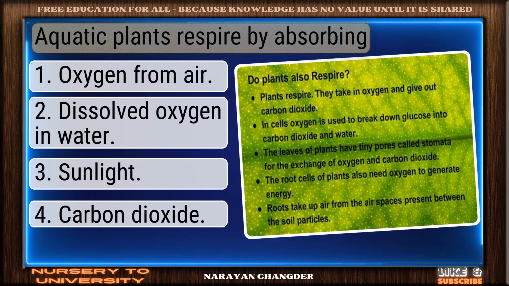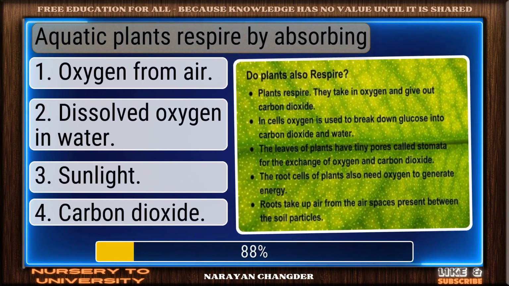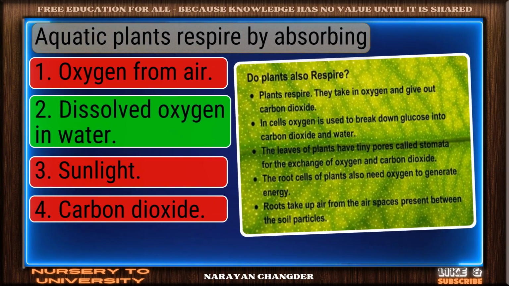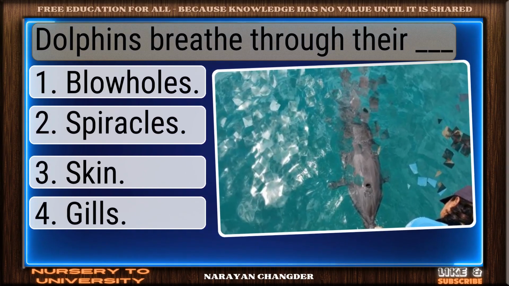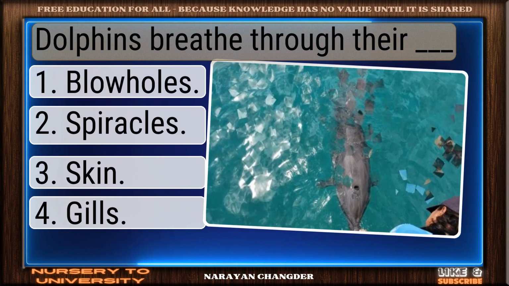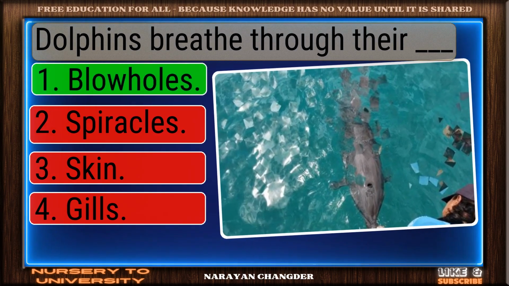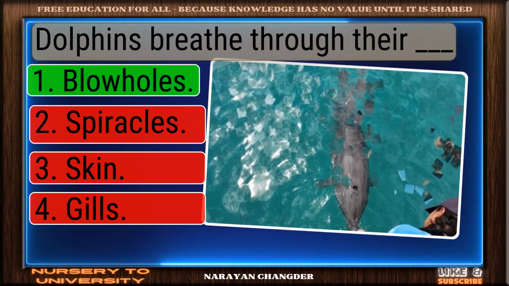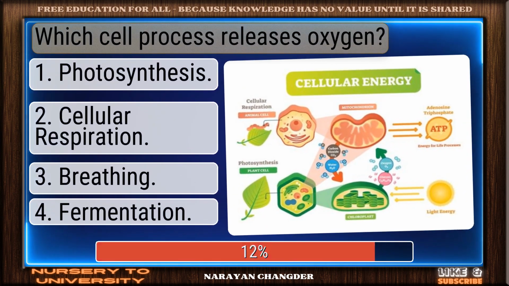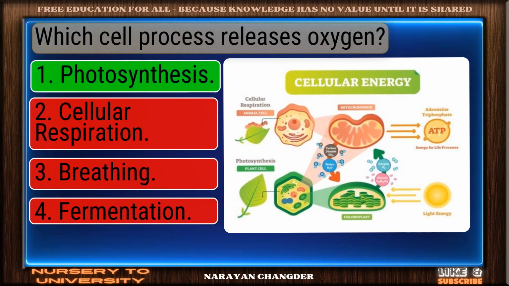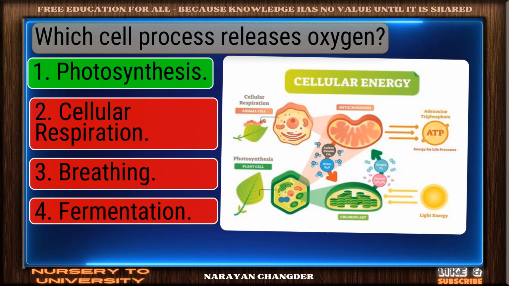Question number 177. Aquatic plants respire by absorbing. Well picked. Dissolved oxygen in water is the correct answer. Question number 178. Dolphins breathe through their dash. Smart move. Blowholes is an accurate answer. Question number 179. Which cell process releases oxygen? Correct response. Photosynthesis is the most accurate answer.